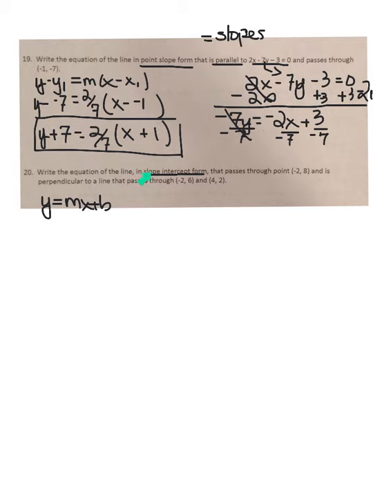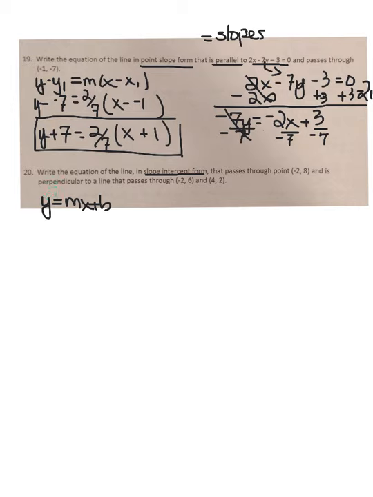We're writing the equation of a line in slope-intercept form that passes through this point. So the line that we're trying to create here passes through this point. Let's keep reading. And is perpendicular to a line that passes through these points. So what I need to do is find the equation of this line, or basically get the slope of this line. And because it's perpendicular, I'm going to take its negative reciprocal.